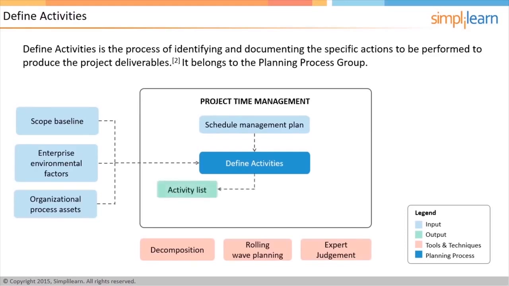Activity list contains a list of identified activities. Activity attributes are the additional information about the activity itself. A milestone is a significant point or event in the project. A milestone list identifies all the milestones and indicates whether the milestone is mandatory or optional. Let us move on to the next process, sequence activities.